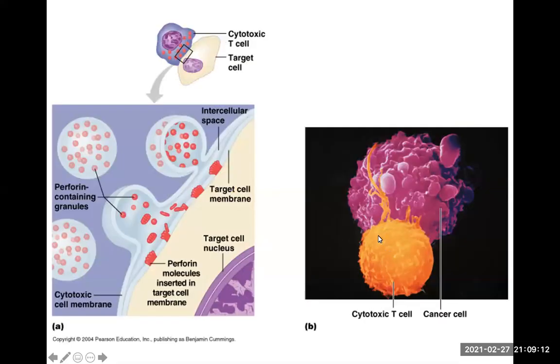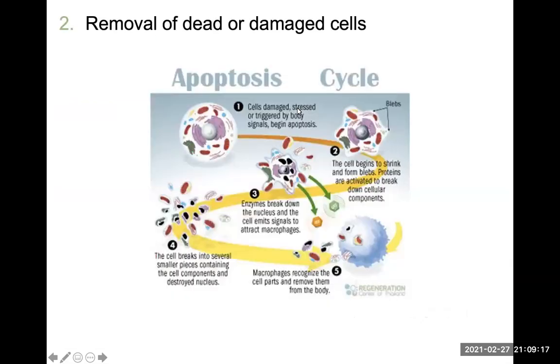This is just a different image of it. This is the cytotoxic T cell, and this is the cancerous cell. Apoptosis, the removal of dead or damaged cells. Okay, so actually I was jumping ahead again.